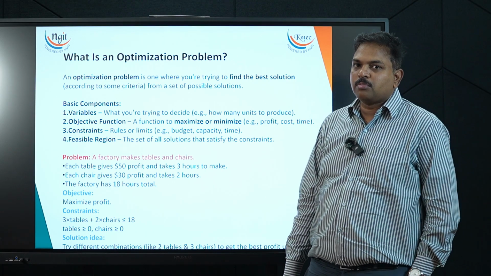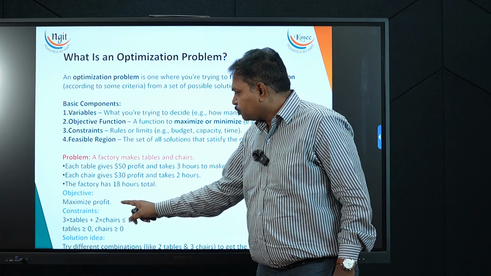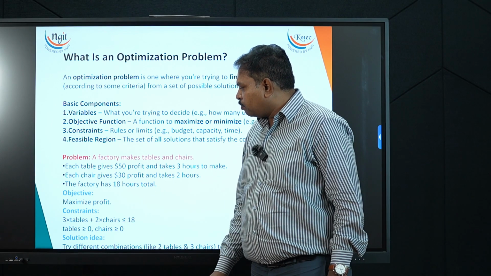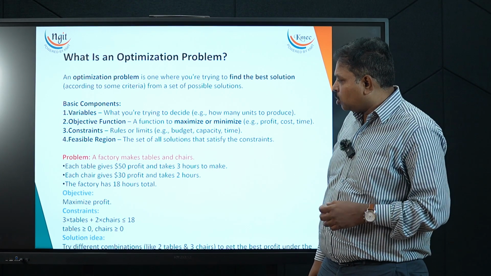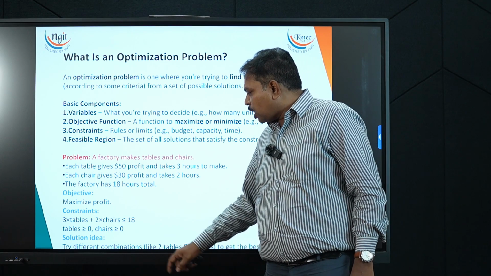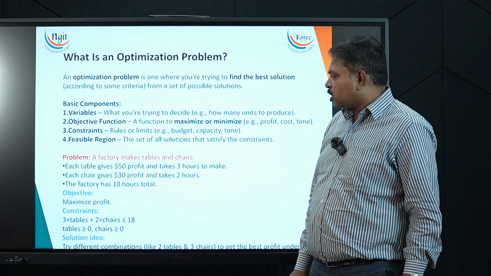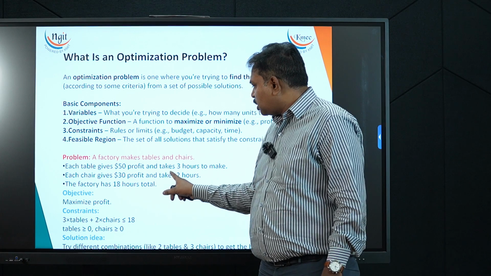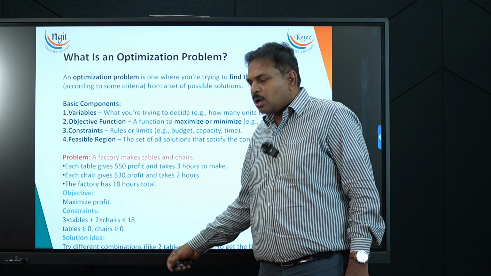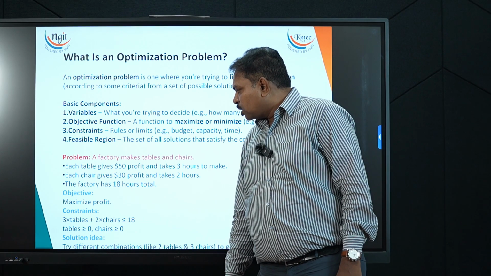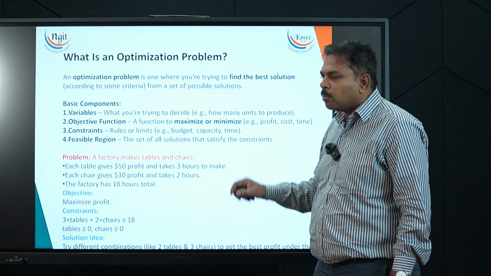Third one, every problem comes with some constraints. Constraints are nothing but rules on that problem. In my factory problem, the constraint is that the factory works for only 18 hours. No matter how many tables and chairs you make, they have to be made within those 18 hours only. This is one constraint. If a table takes 3 hours and a chair takes 2 hours, the maximum they can make is 9 tables, or 9 chairs, or 6 tables. So within this constraint only they have to get the maximum profit.